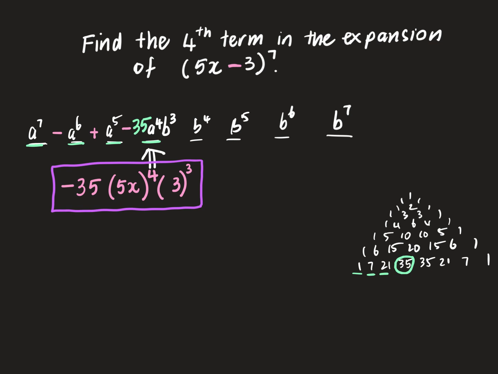Negative 35 times 5 to the power of 4 times 3 to the power of 3. And that gives me negative 590625. And I've got x to the power of 4 in there as well.